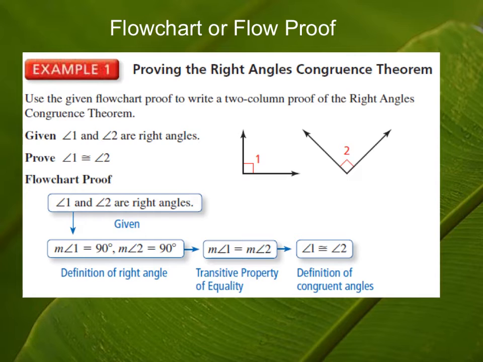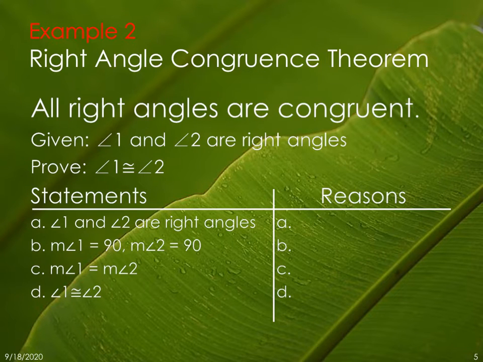We're actually on the next slide going to write a 2-column proof for this theorem. So we are going to basically take some of the same information that's on this slide, but now turn it into a 2-column proof. So let's go ahead and see if we can write our 2-column proof for proving the right angle congruence theorem.